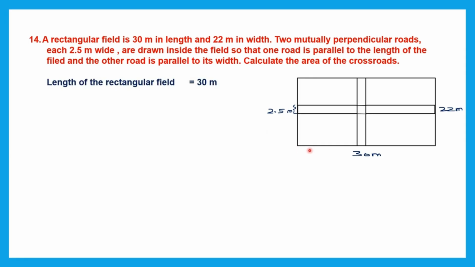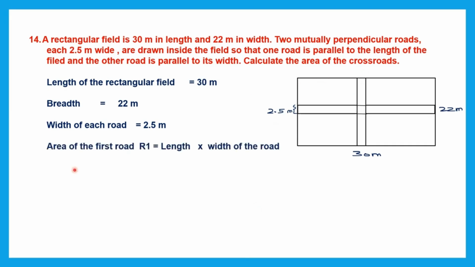Length of the rectangular field is given to us as 30 meters and the breadth we know is 22 meters. Now, width of each road is also given to us as 2.5 meters. That is, this road is 2.5, this is also 2.5. So here it will be 2.5 meters. Then area of the first road. So let's take this as road 1.